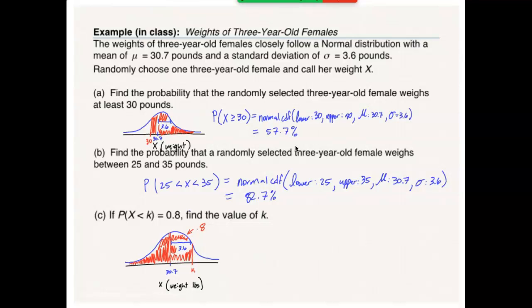All right, so the function that we want to use in our calculator for this is inverse norm. We're using it in the inverse way we have been. Remember, the syntax for inverse norm, we've used this before, is you input the area, which is 0.8, and you can give it the mean and the standard deviation of your distribution. And what it will spit back is this value k that bounds that area, which is exactly what we want. And so the answer it'll give us will be the weight in pounds that is at the 80th percentile of female 3-year-old weights.